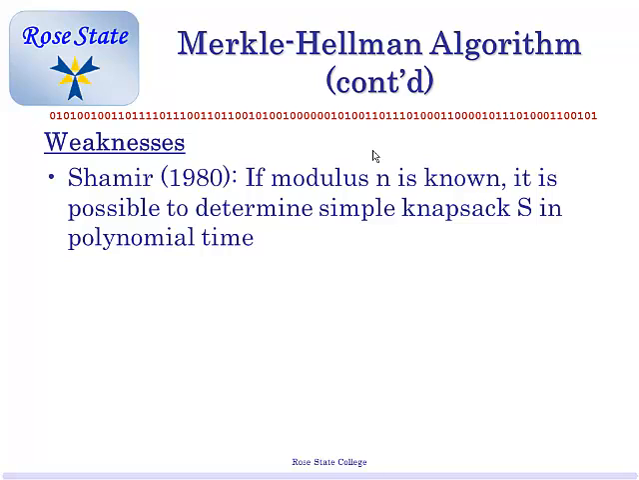There are some weaknesses, though. Shamir in 1980 says if the modulus is known, it is possible to determine the simple knapsack in polynomial time. I talked about polynomial time in the prior lecture. What we mean by polynomial time is it can be a considerably hard program, like a P problem.